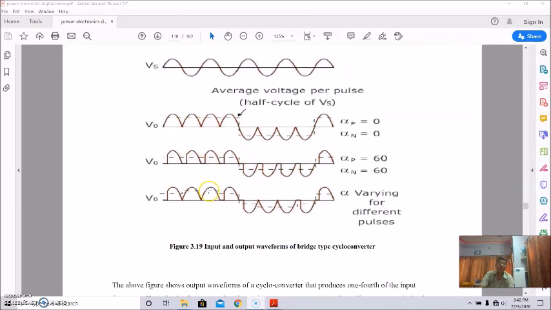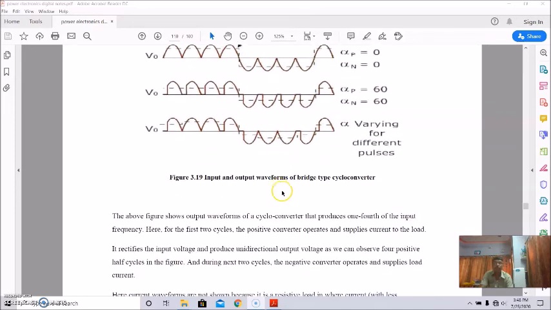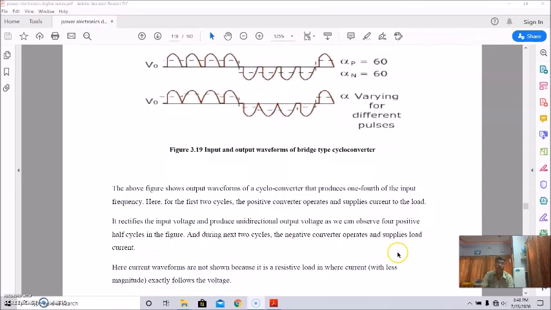This is the output. So actually these are the input and output waveforms of the cycloconverter that we have discussed earlier also. This figure shows the output waveforms of the cycloconverter that produces 1/4 of the input frequency. Here, for the first 2 cycles, the positive converter operates and supplies current to the load, and it rectifies the input voltage and produces a unidirectional output, as we can observe, 4 positive half cycles in the figure, and during the next 2 cycles the negative converter supplies the load current.